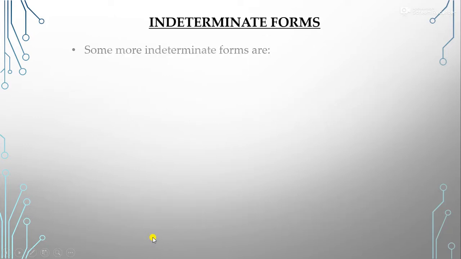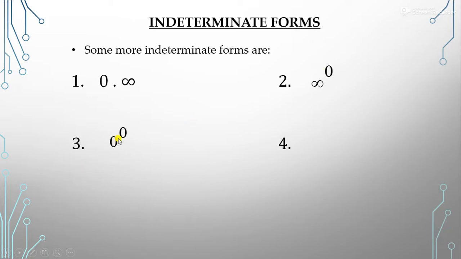And some other forms: suppose we have this type, 0 times infinity. If our function is like that, when we directly put the value of x and we get 0 multiplied by infinity, this is also an indeterminate form. And if we have infinity raised to the power 0, this is also an indeterminate form. Next one is 0 to the power 0, which is also an indeterminate form. And 1 raised to the power infinity is also an indeterminate form.